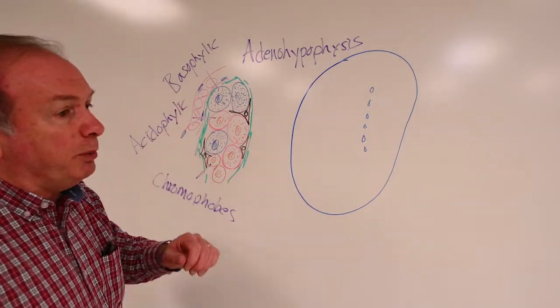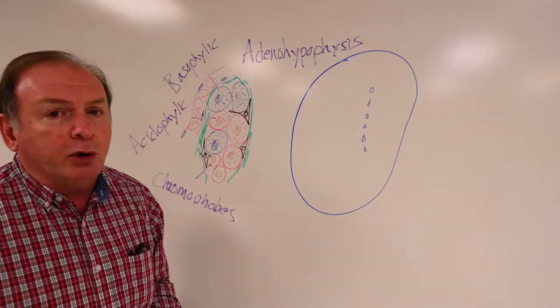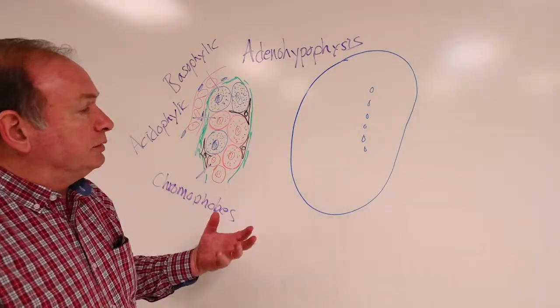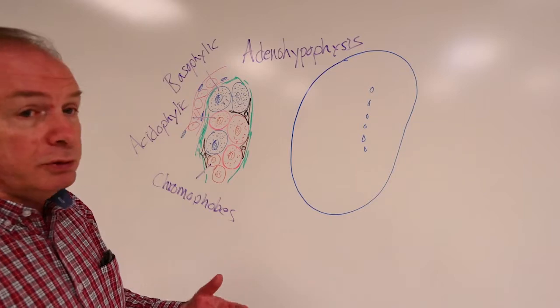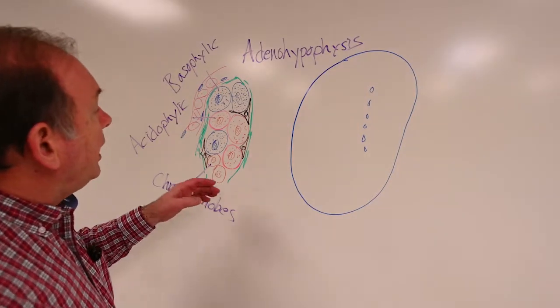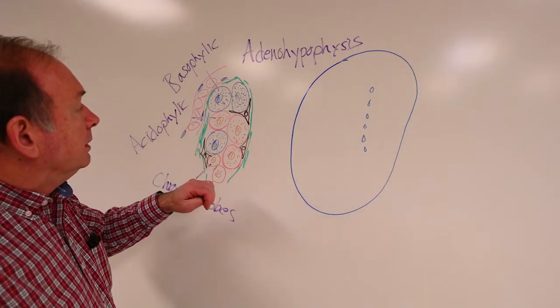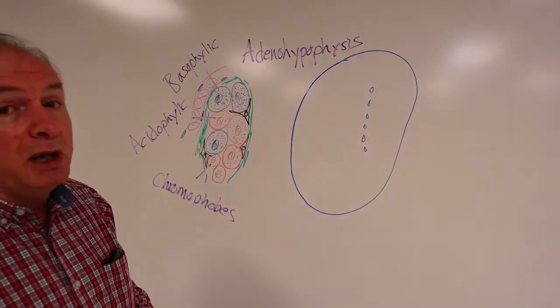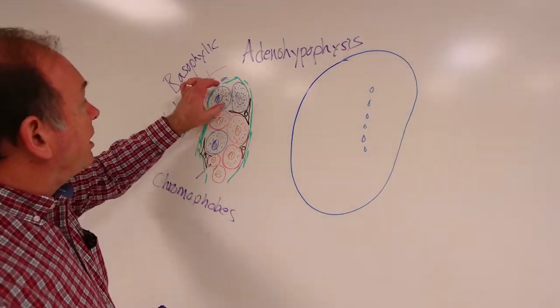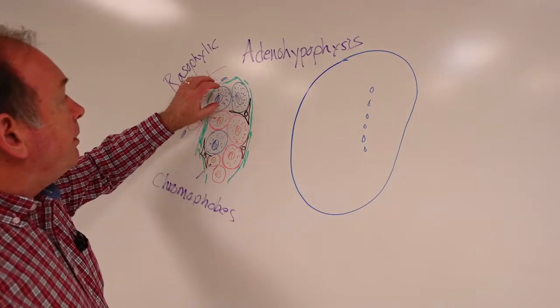So the basophilic cells, they're not just one kind of cell. Some of these cells will be producing adrenocorticotropic hormone. Some will be producing follicle stimulating hormone or luteinizing hormone. Those are what we call gonadotropes. And some of them will be producing thyroid stimulating hormone. Anyway, those are common things produced by the basophilic cells.